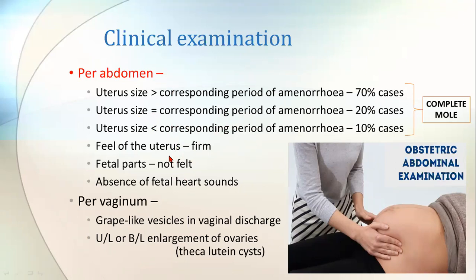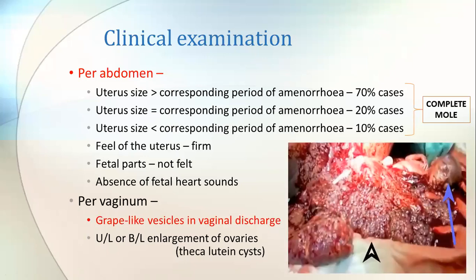Next, after perabdominal, we should go for pervaginal examination. That is, you see grape-like vesicles in the vaginal discharge. See the image I am showing now, this is all the products or contents which are expelled out. I am showing you particularly the partial mole. See the fetus in between the vesicles. It is a partial mole image.